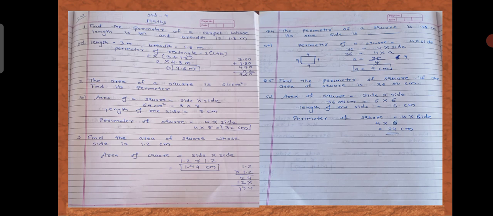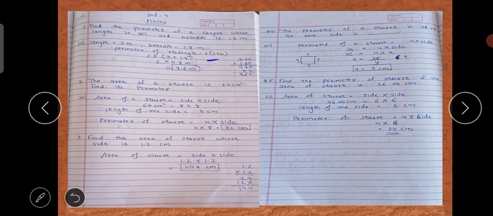They told us to find the perimeter of the carpet. When the length and breadth are given, we are going to use the perimeter of a rectangle. What is the formula for the perimeter of a rectangle? 2 times (length plus breadth). Now put in the values. I already wrote here 2 into (3 plus 1.8).